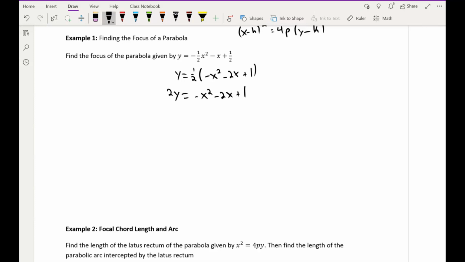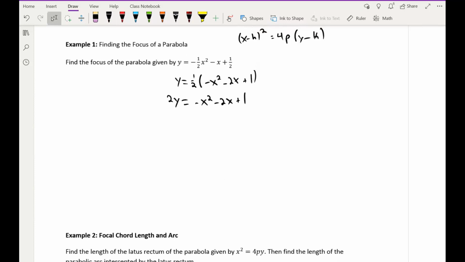Our end goal, remember, is to get it into that standard form. So what we have to do here is, we want it to be factorable, and we want our factored form to be a binomial squared. Okay, well, right now we have negative x squared minus 2x plus 1. What we can do here is just rewrite it and group these terms. In these conic section equations, when you're trying to get them into standard form, you're going to have to do a lot of completing the square.